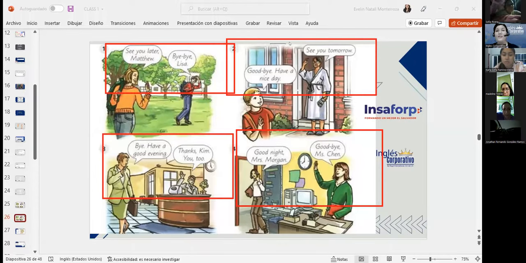Okay, in this one, why is the person saying good night, Mrs. Morgan? Se los expliqué el otro día. ¿Por qué aquí le dice good night y eso le dice goodbye?